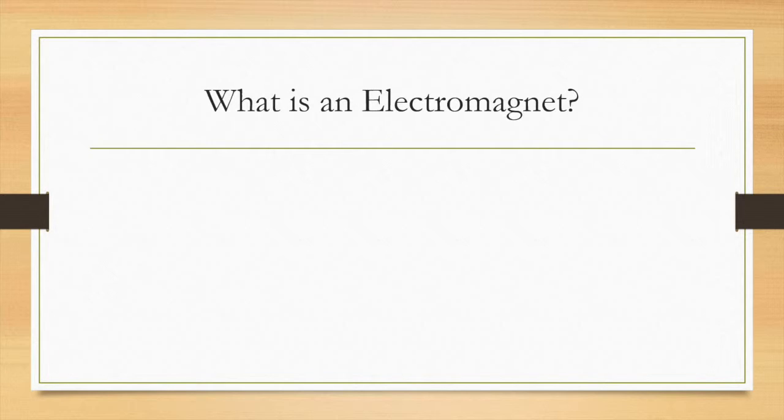So what is an electromagnet? They are temporary magnets that only work when electricity goes through the wire.